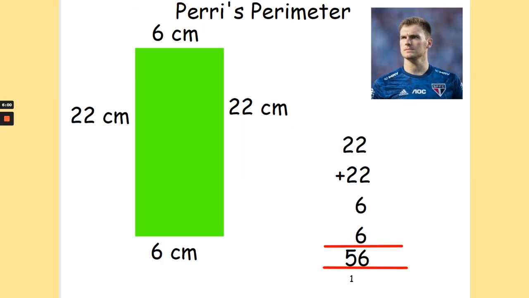Okay, let's see how we did. So we know that the other side would have been 22 and the bottom would have been 6. So let's work it out. Perimeter we need to add. So we need to add 22, add 22, add 6, add 6. So starting with the ones, 2 add 2 is 4, add the 6 is 10, add another 6 is 16. So we put the 6 down and we carry the 1. 2 add 2 is 4, add the 1 is 5. Your answer should have been 56 centimetres.